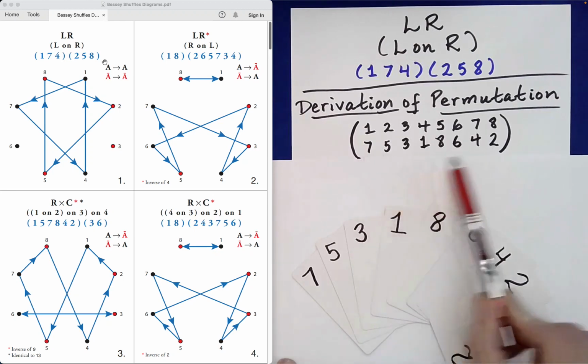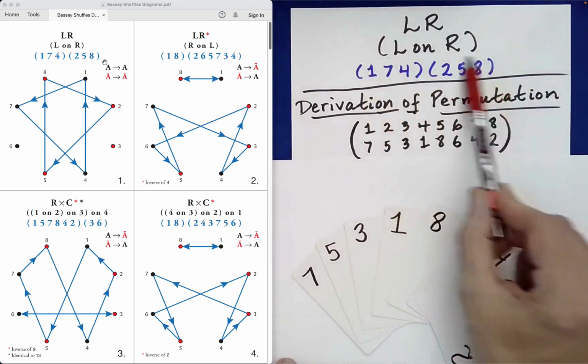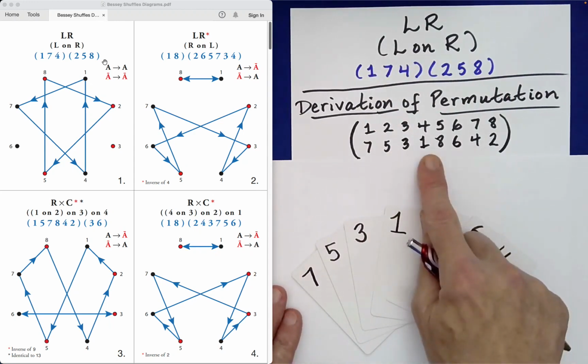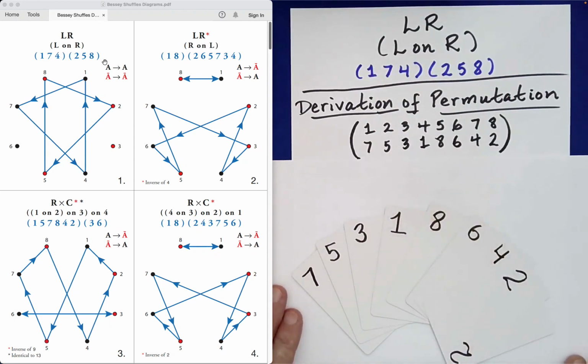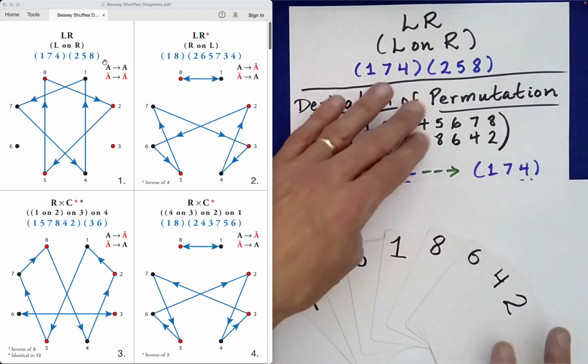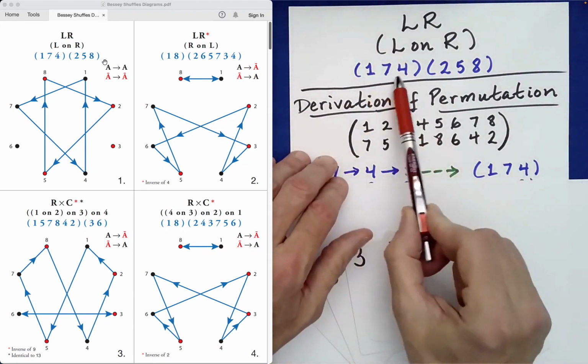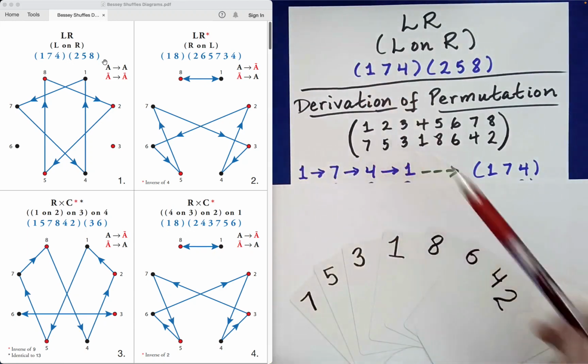Now this isn't what we have up here. We have something far more compact. So what we do is we change this two-line notation into something called cycle notation. So this is far more compressed and succinct. So the way that I got the 174 up here, you just read it off here.